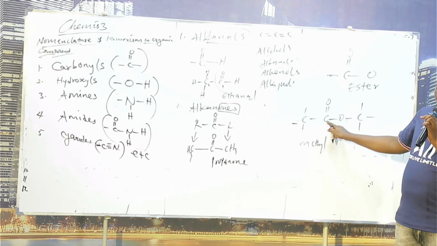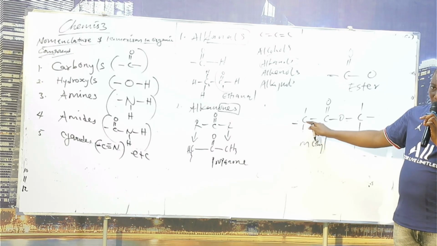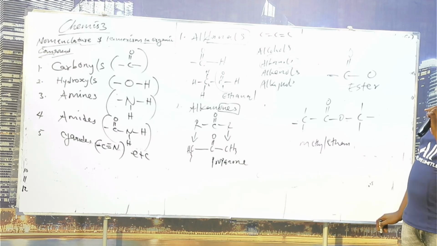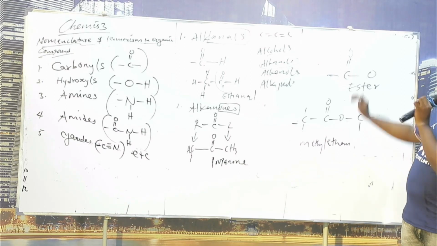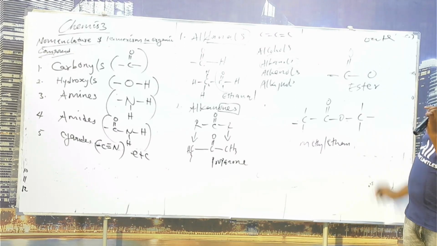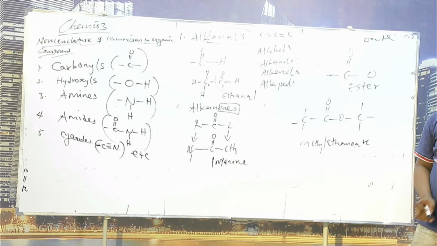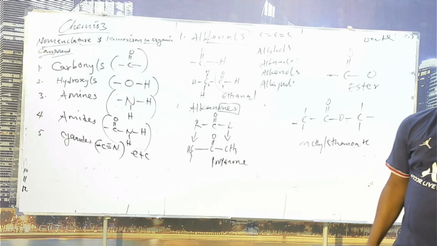You count this carbon 1, this one 2. What is 2? Ethane. What is the ending that will end all esters? All esters will end in -oate. Now put -oate. That is the name of this: methyl ethanoate.